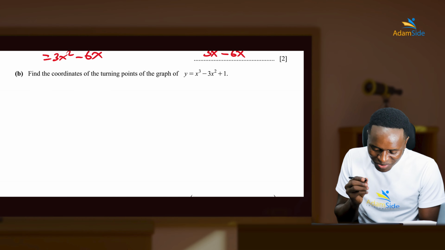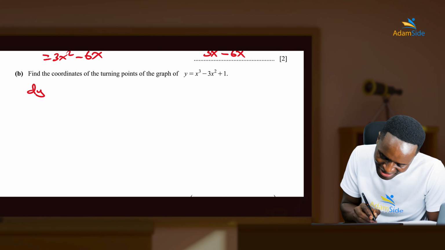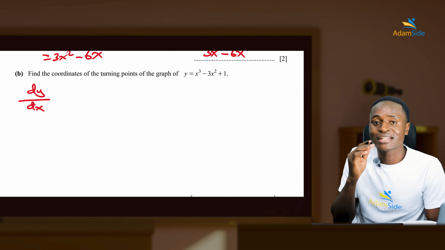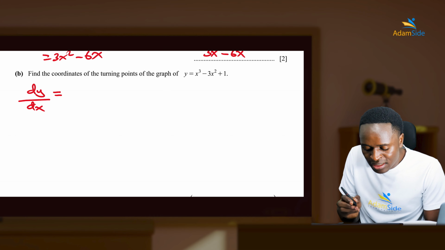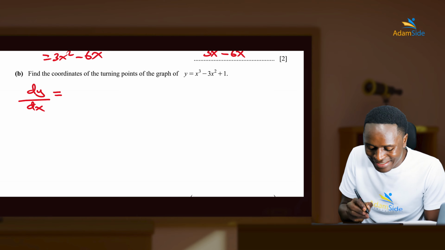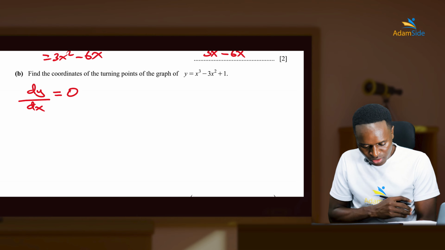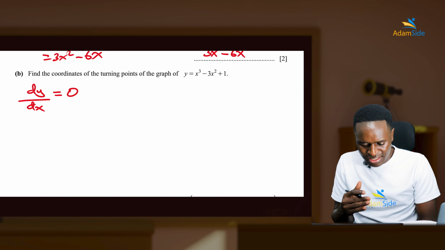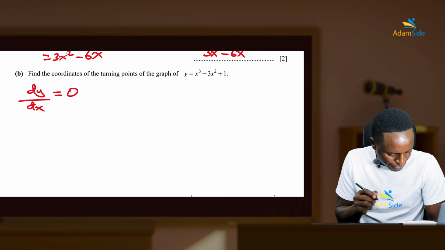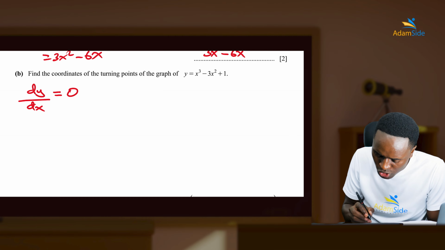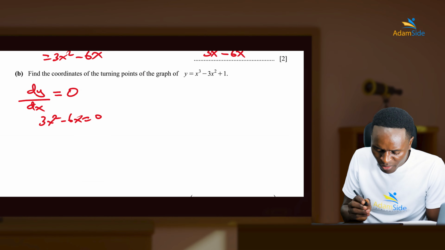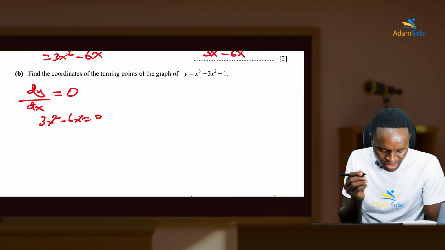So what we need to understand first, the secret, dear candidate, dy dx, examiner's trick, is for you to understand this concept. Dy dx of any polynomial, the gradient, is equal to 0 at the turning point. So we have our derivative on the top. So 3x squared minus 6x is equal to 0. Find the value of x.